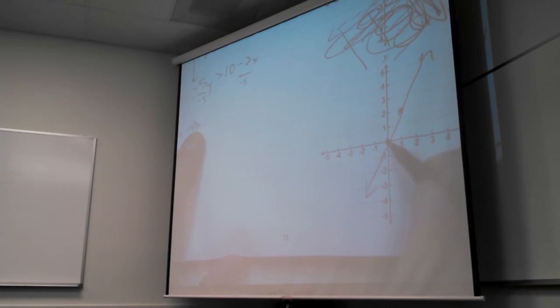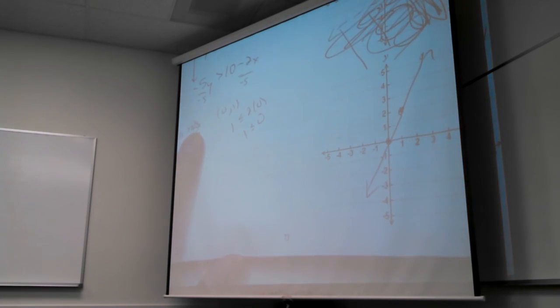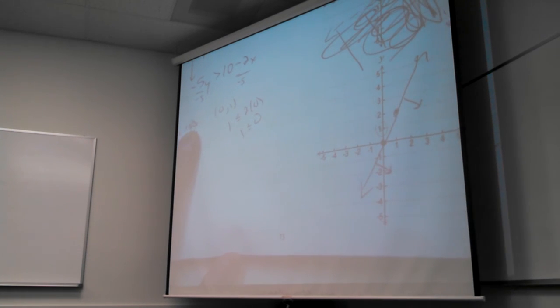Could I use 0, 0 as a test point? No, so I could use something like 0, 1. If we use 0, 1, is 1 less than or equal to 2 times 0? Is 1 less than or equal to 0? No, so I don't shade in the direction of that point, so I shade this way. Let me do it the way I just said. Arrow, arrow, there. So it's not so crazy.